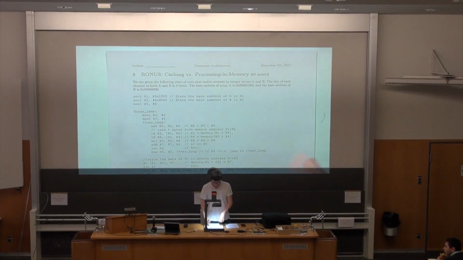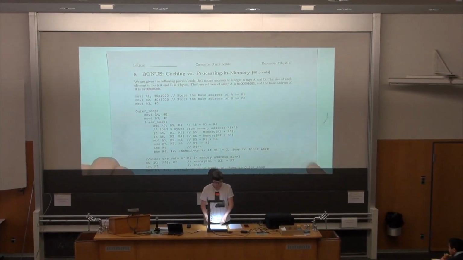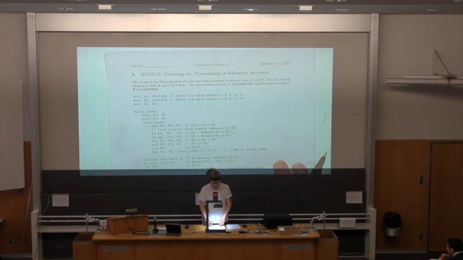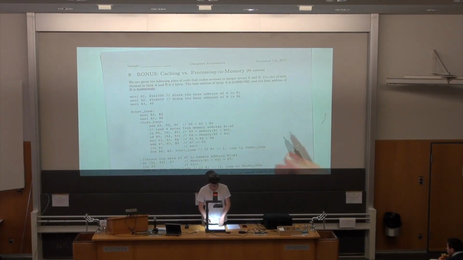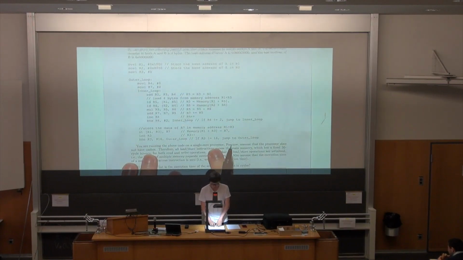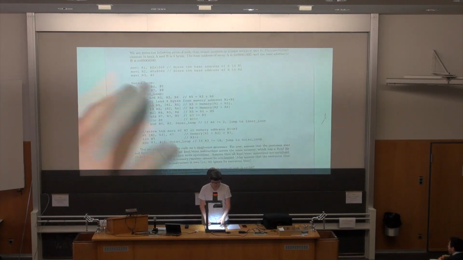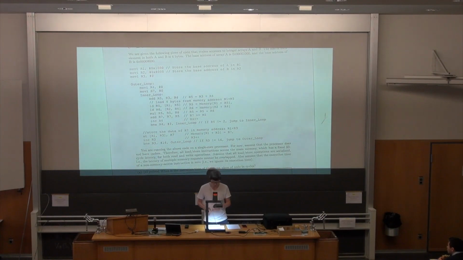Okay, so let's continue with the next question, which was in the midterm exam last year. This was a bonus question about caching and processing in memory. The question has two parts. In the first part, we assume a single core processor that has a cache. Then in the next part, we employ some processing in memory logic to offload this code here, and we analyze the performance in both cases.